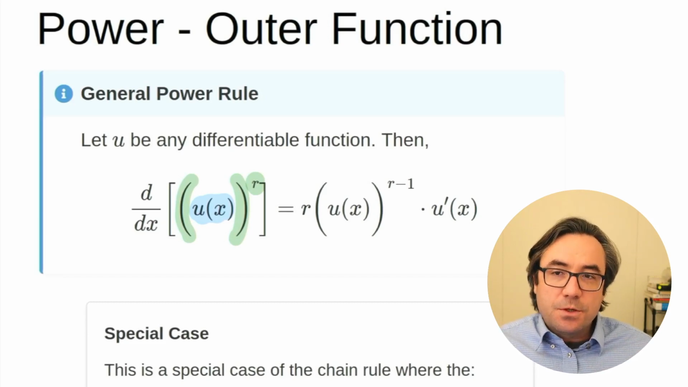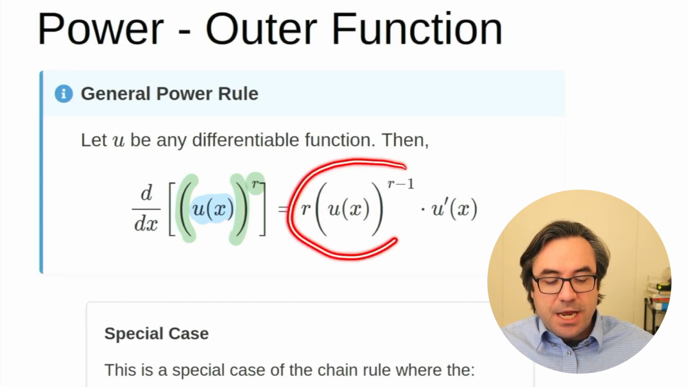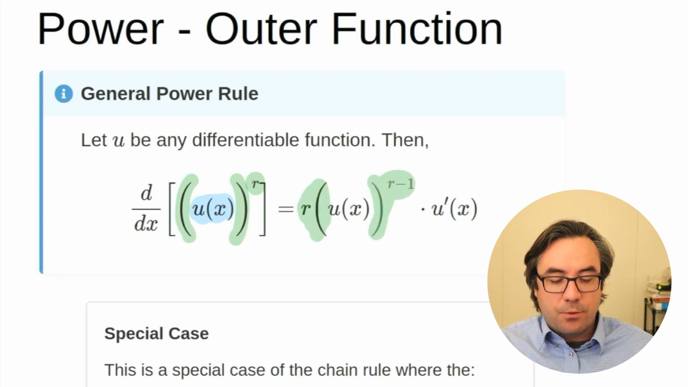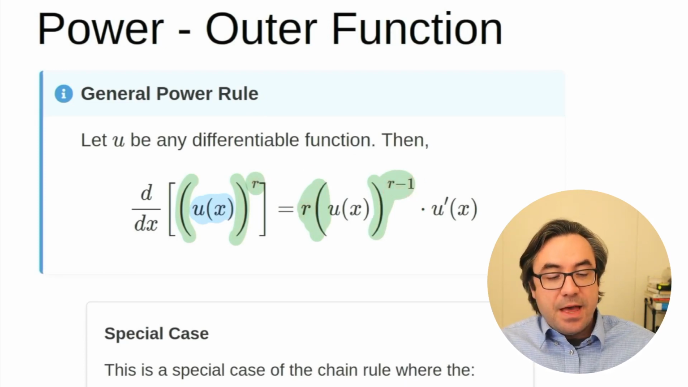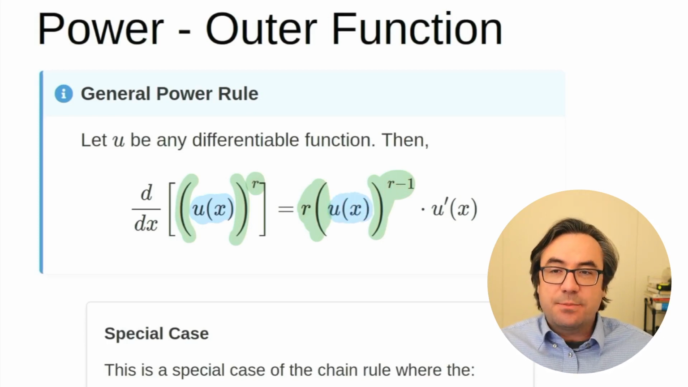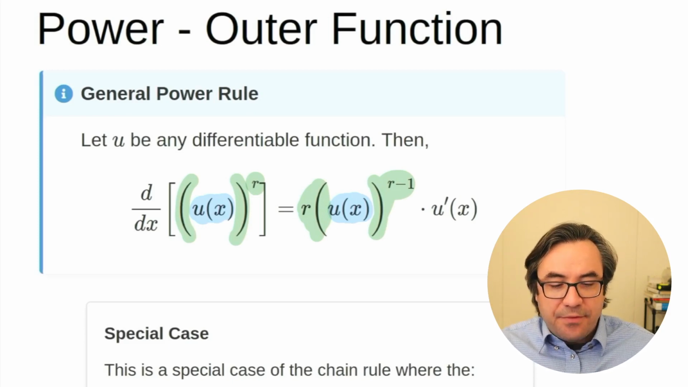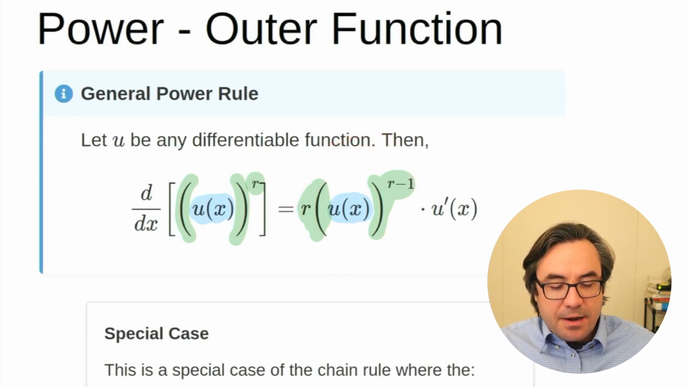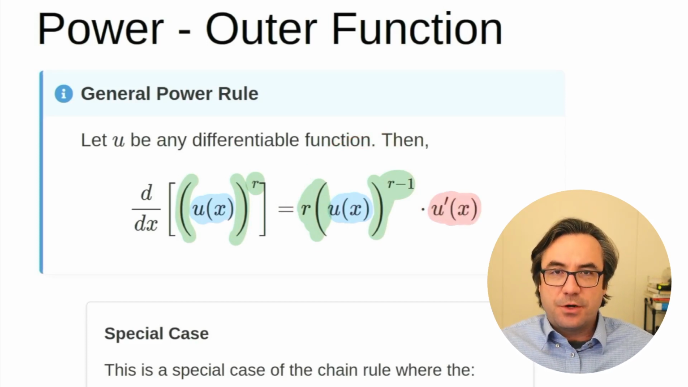So what this chain rule says in the context of this power function is we differentiate the power function. So we do our regular power rule. We bring down the r, put it in front. We subtract 1 from the exponent. And then we keep everything that's inside the parentheses exactly the same. And then once we're done with that, this is kind of the derivative of the power function part. Once we're done with that, then we multiply by the derivative of the inner function.